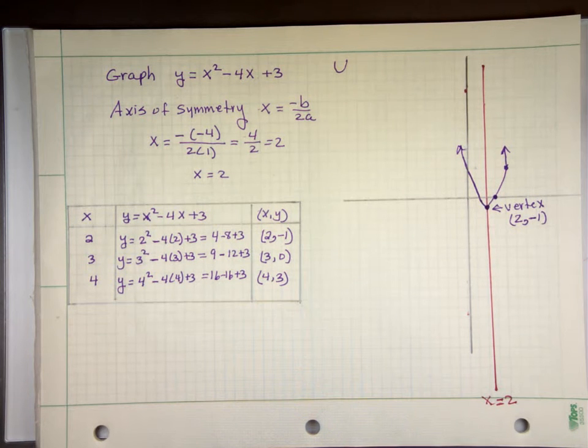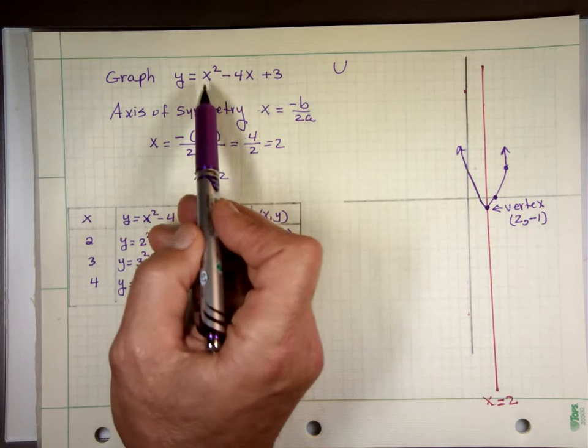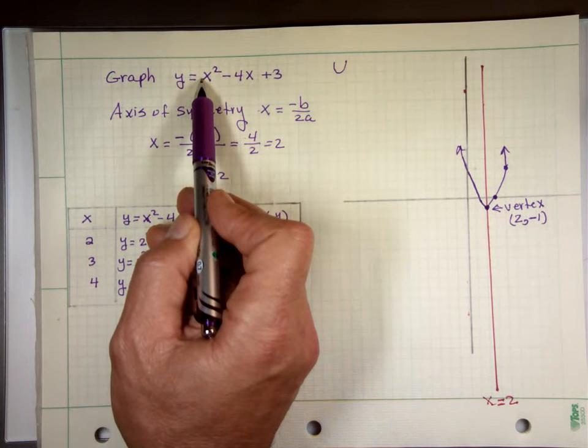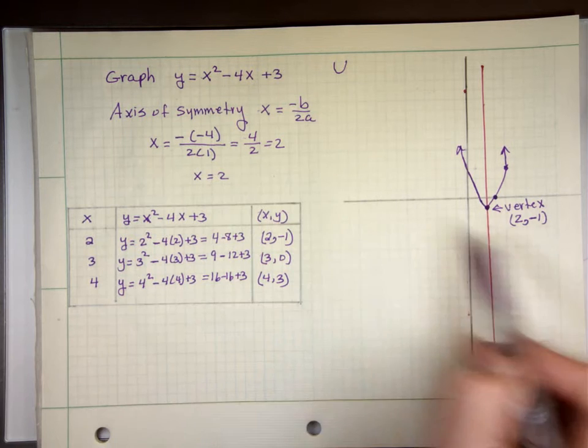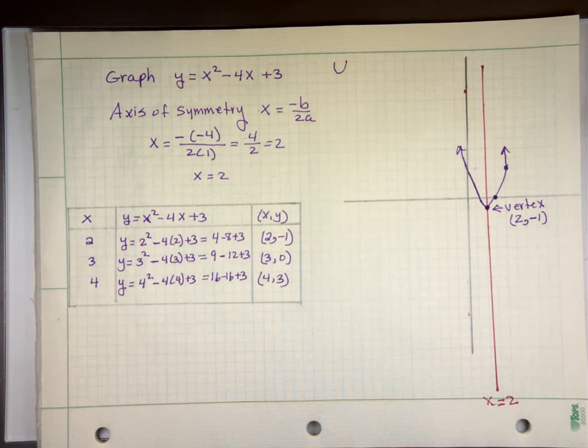It's opening upward because the coefficient of x squared is positive. It's a 1. 1 is a positive number. It's going to open upward. I'll do another one. One more.